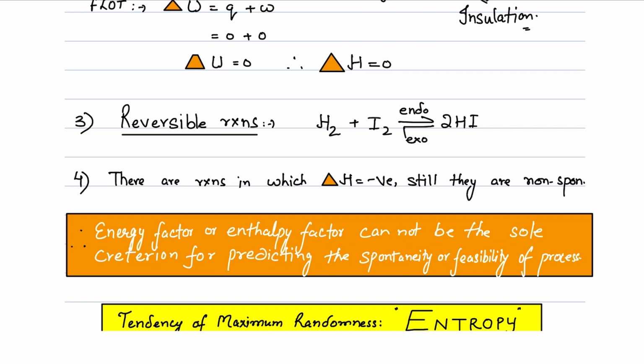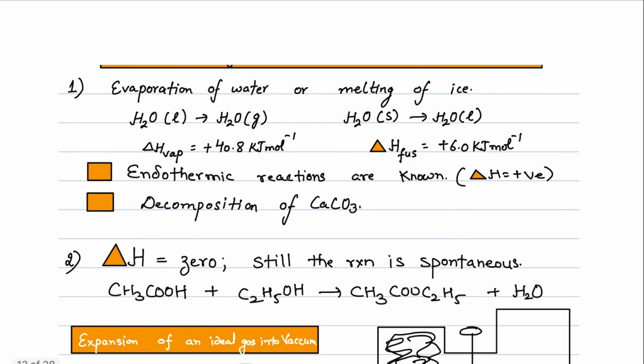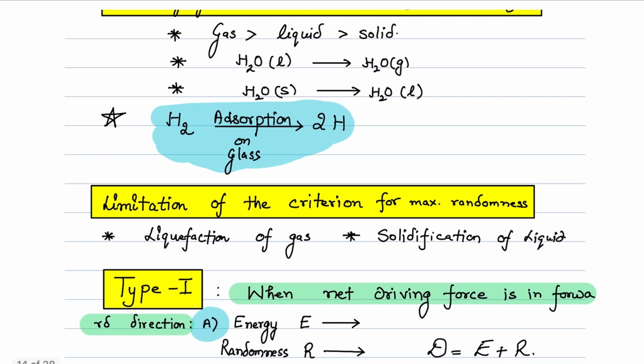So moving on to our next driving force, that is the tendency of maximum randomness, or we define randomness as entropy. Now we know that in the case of gases, the molecules are far away from each other. So entropy of gas is maximum, then comes the liquid, and the last one is the solid. So if we consider the vaporization of water, H2O liquid converts into H2O gas, the entropy increases. Similarly, melting of ice, solid form gets converted into liquid.